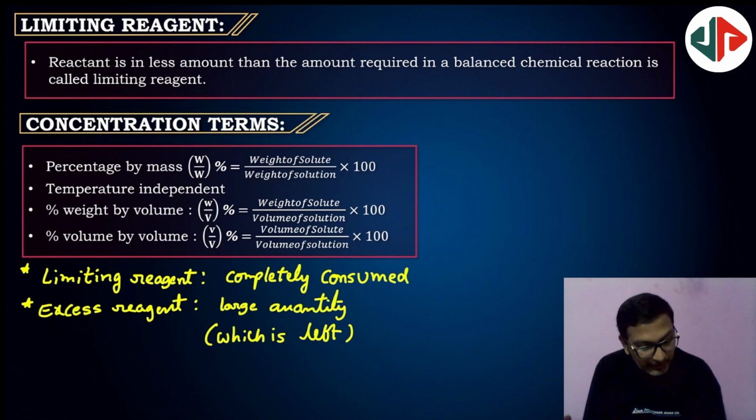Next, weight by volume percentage: weight of solute divided by volume of solution into 100. Next, volume percentage: volume of solute divided by volume of solution into 100. So these two, weight percentage and weight by volume percentage, are very, very important for calculations.